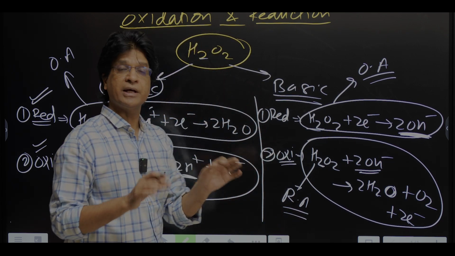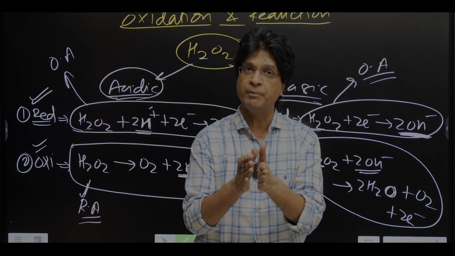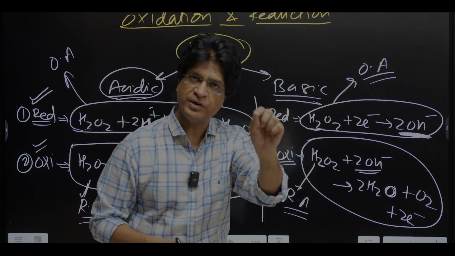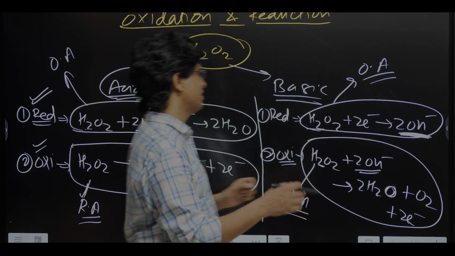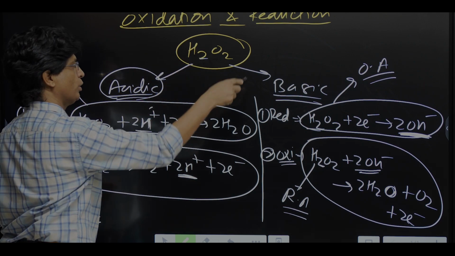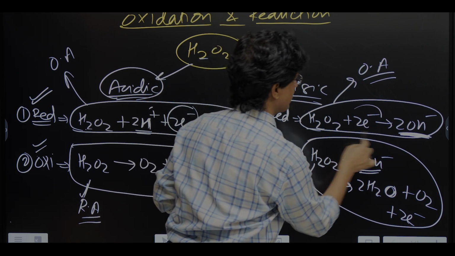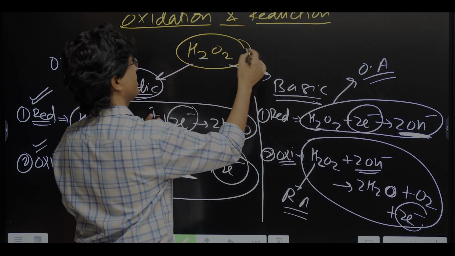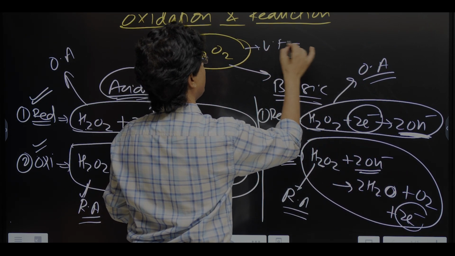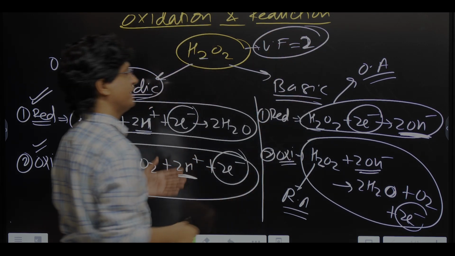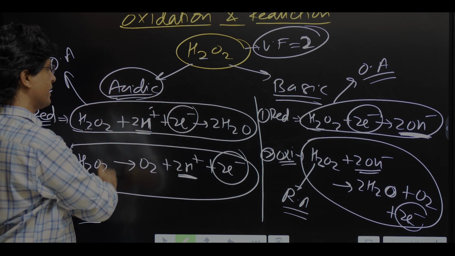All these reactions are extremely important. I'll heavily recommend, please do these reactions, and if you have done previously something of valency factor, you can check that valency factor of H2O2 in all these reactions is what? It is basically 2. So please make sure that valency factor of H2O2 in all the reactions is 2, whether acting as an oxidizing agent or acting as a reducing agent.